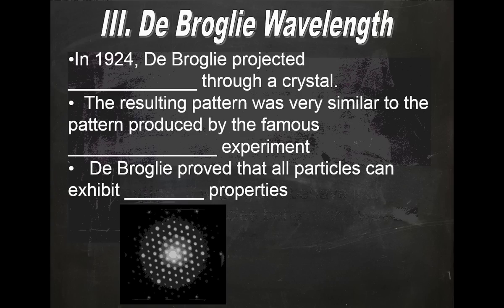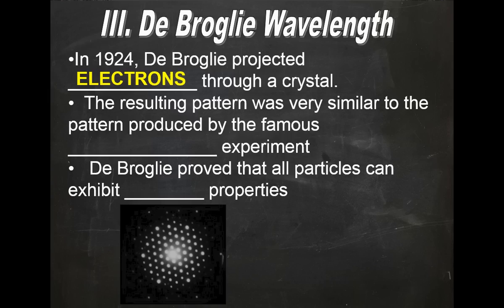In 1924, de Broglie projected electrons through a crystal. Electrons are a particle, something that we knew was a particle. The resulting pattern was very similar to the pattern produced by the famous double slit experiment that proved that light behaves as a wave. Based on this, de Broglie proved that all particles actually exhibit wave properties as well.